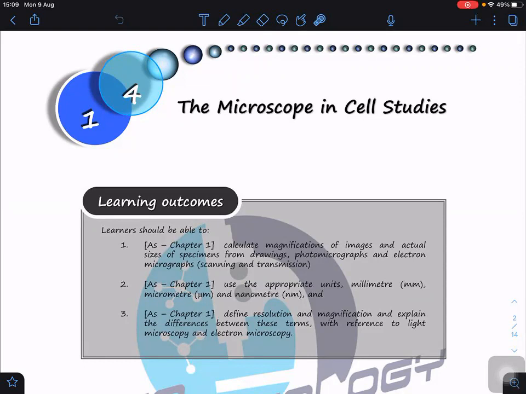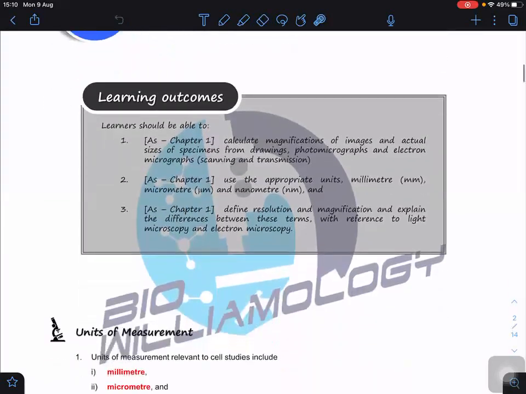Okay, now we continue with this topic called the microscope in cell study, because to study the cells, we cannot run away from the microscope. Without the microscope, we won't be able to view them and study them. Okay, so what are the learning outcomes for this topic?